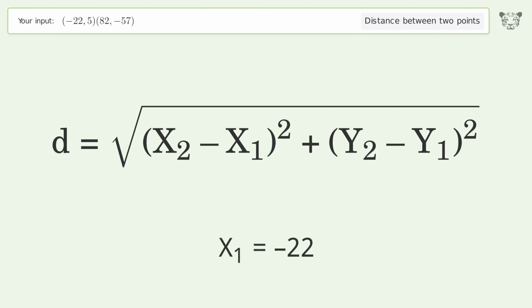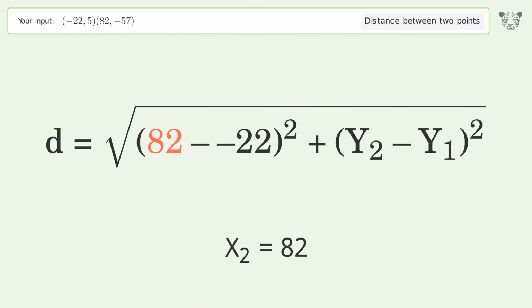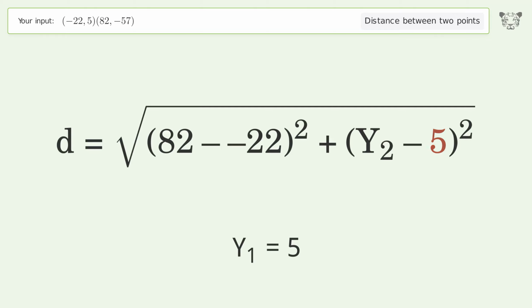x1 equals -22. x2 equals 82. y1 equals 5. y2 equals -57.